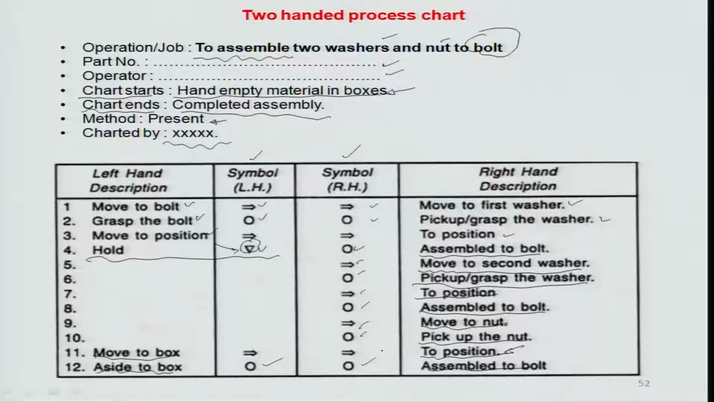So, this is the two-hand process chart. Just as you made an outline process chart earlier, you now are recording the motion sequences of both hands in terms of transportation, operations, inspections, delays if any, in a very organized manner to split up this simple task of bolts and washer assembly.